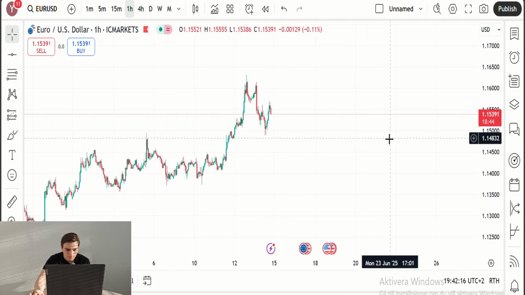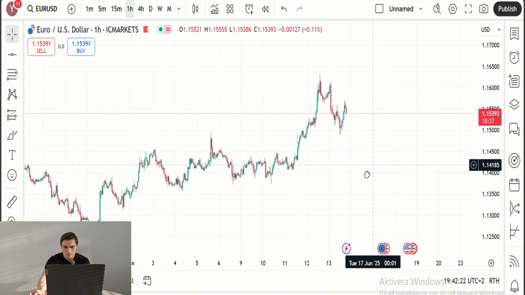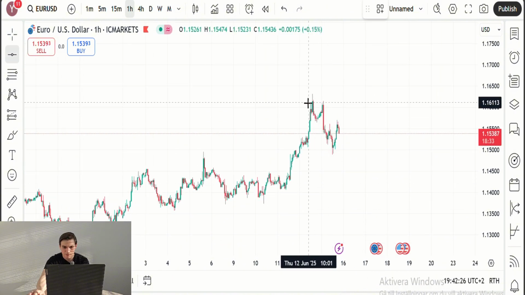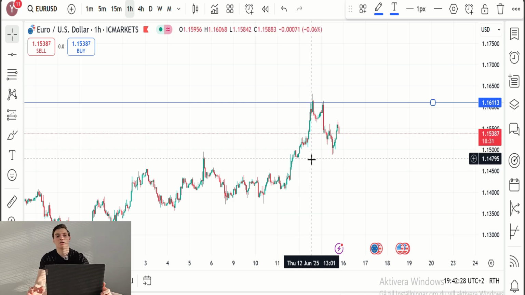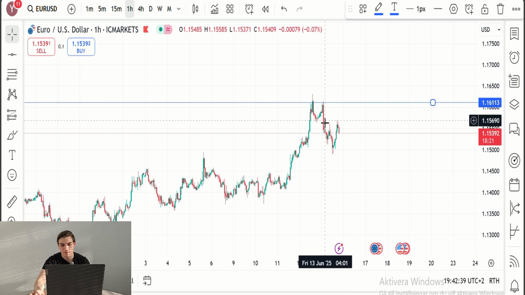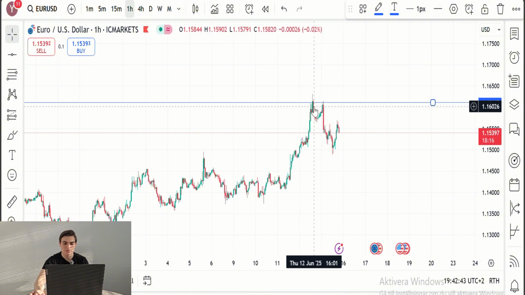If we look at the chart, I can directly see a resistance and a support. Right here we have a resistance area. Why is this a resistance area? Because price moved all the way to here, then it reversed to the downside, it went up again, and again it reversed to the downside. So it was rejected 2 times, making it a resistance zone.